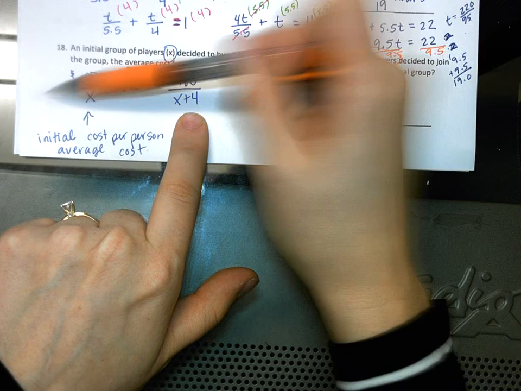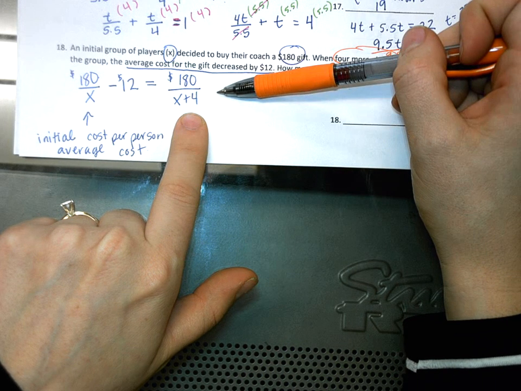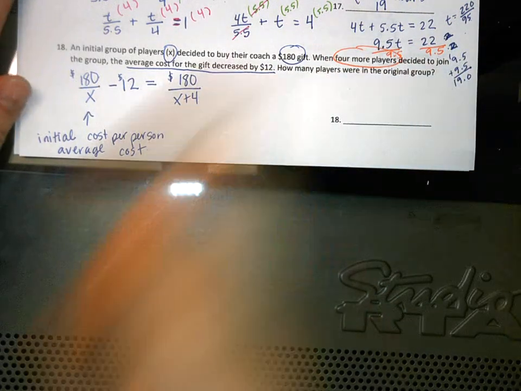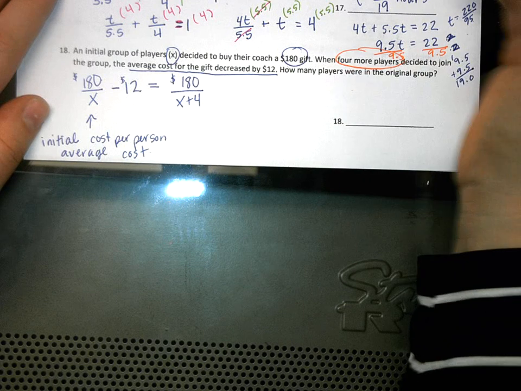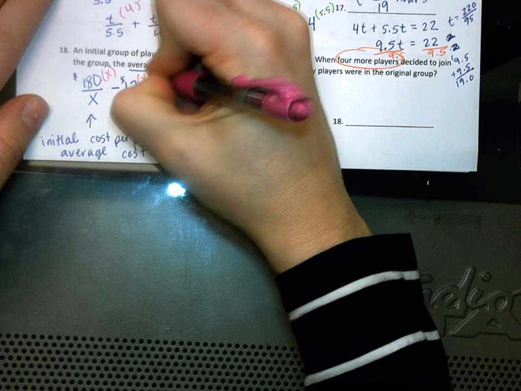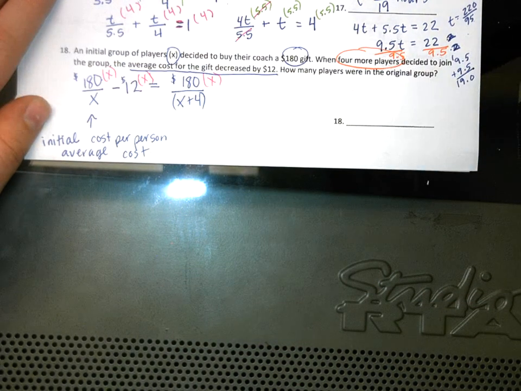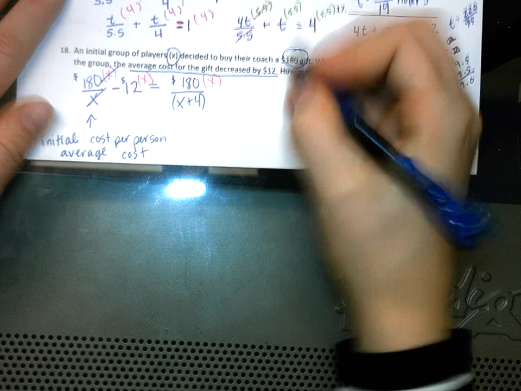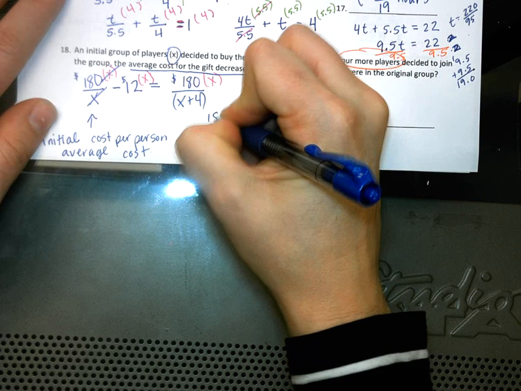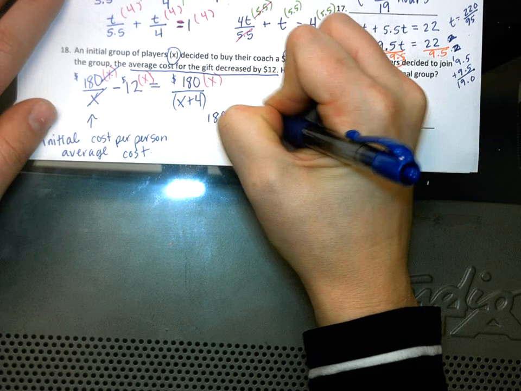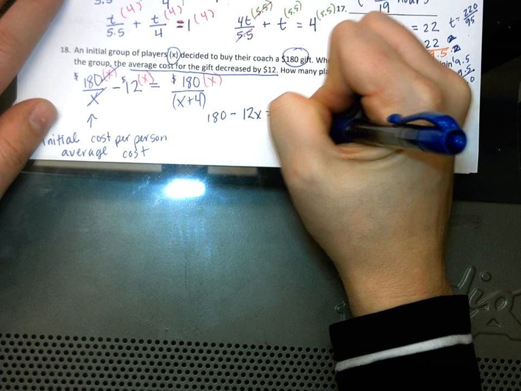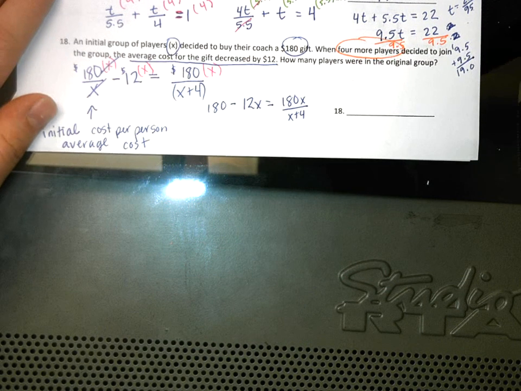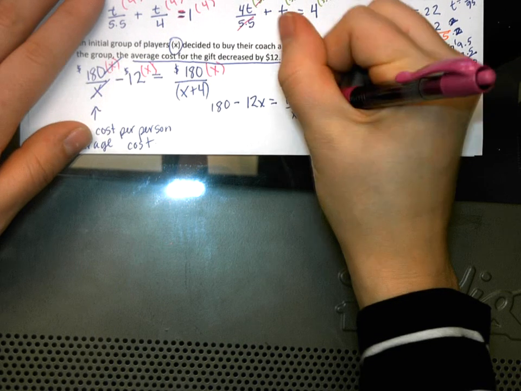Questions about setting this up? Well, now we're going to solve it. In order to solve this, I want to clear the fractions. What am I multiplying everything by? X. We'll do X plus 4 next. You can start with either one, but I heard X first. So then that gives me 180 minus 12X equals 180X over X plus 4. Now what do I multiply everything by? X plus 4.